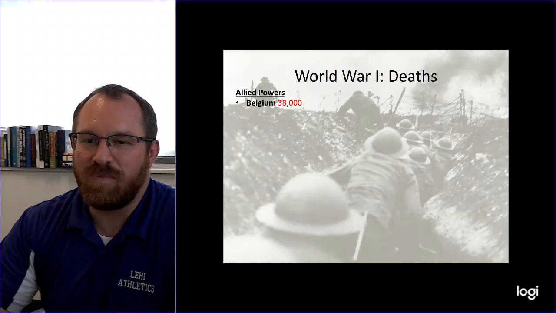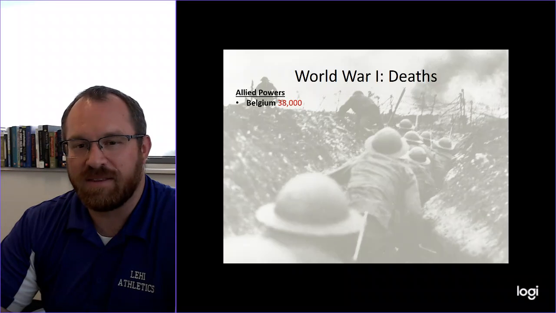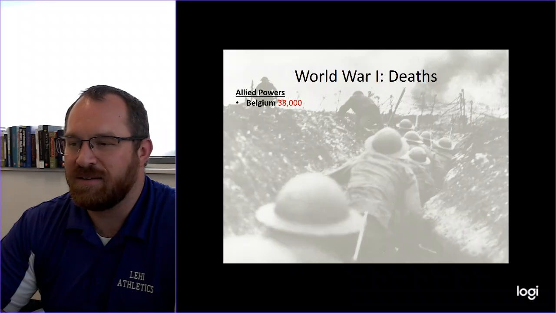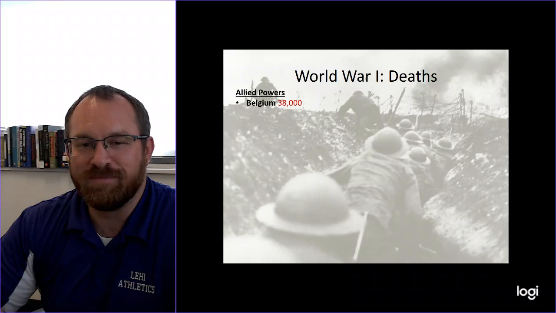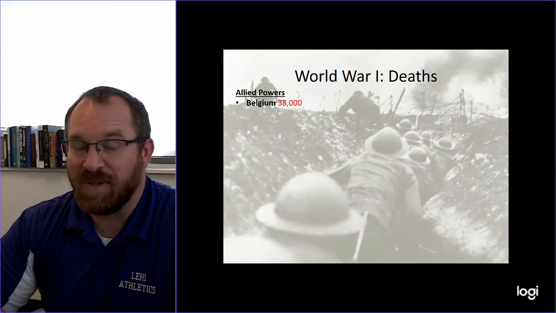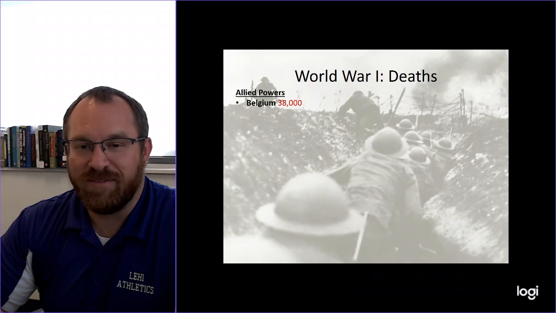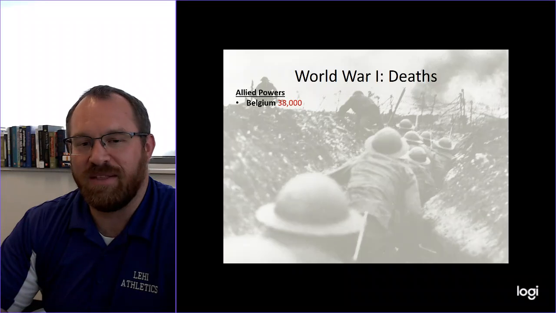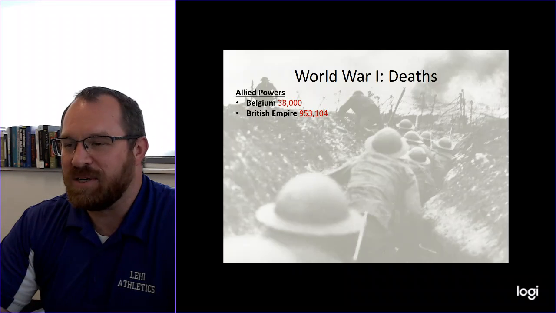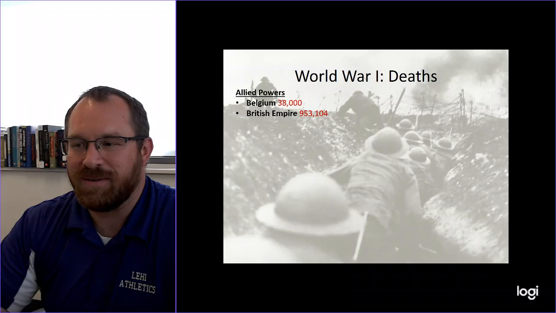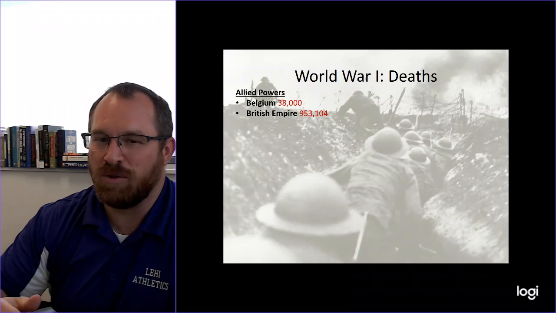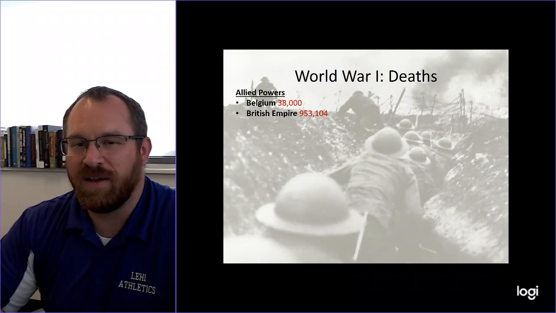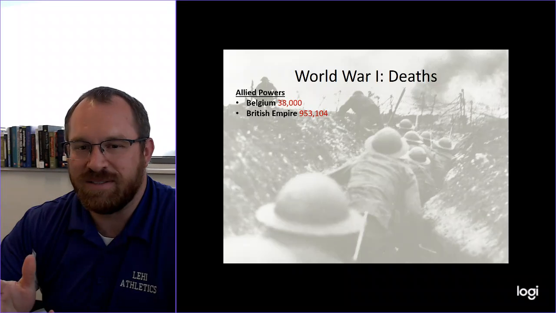So, Belgium, by the way, these are deaths. As far as I understand, they got these numbers off of Wikipedia. Sorry, probably could have gone to other sources, but anyways, I imagine they're giving us fairly good numbers, at least roundabout numbers. So Belgium loses 38,000. British Empire, nearly 1 million. Again, these are deaths. This isn't including wounded or people affected in really adverse ways. These are deaths.